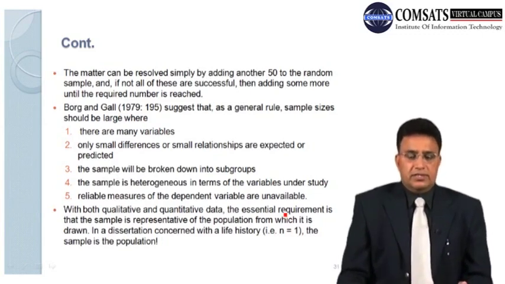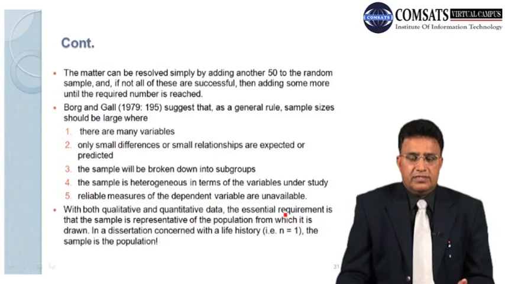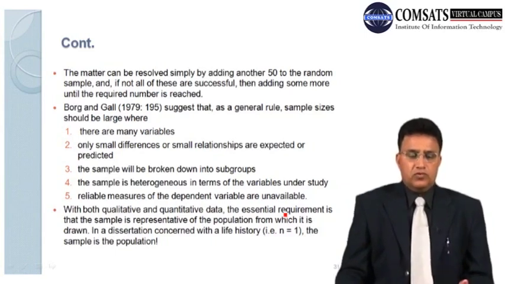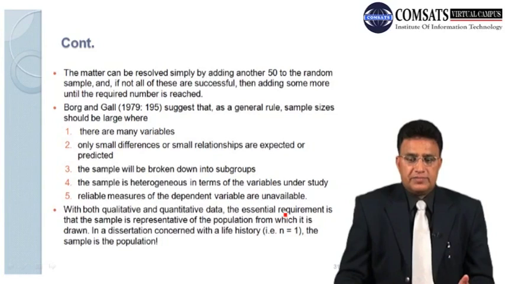Bogen and Gold, 1979, suggest that as a general rule, sample size should be large where there are many variables, number one. Number two, only small differences or small relationships are expected or predicted. Number three, the sample will be broken down into subgroups. Number four, the sample is heterogeneous in terms of the variables under study. And number five, reliable measures of the dependent variables are unavailable.